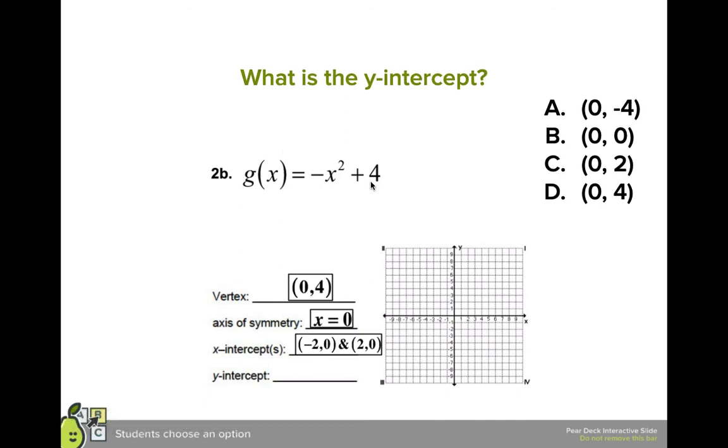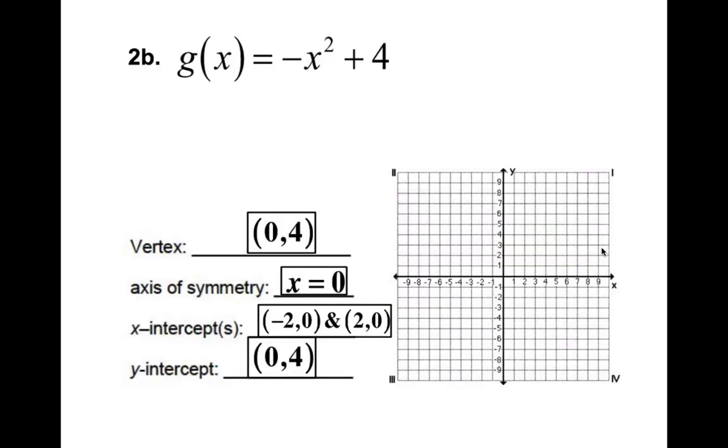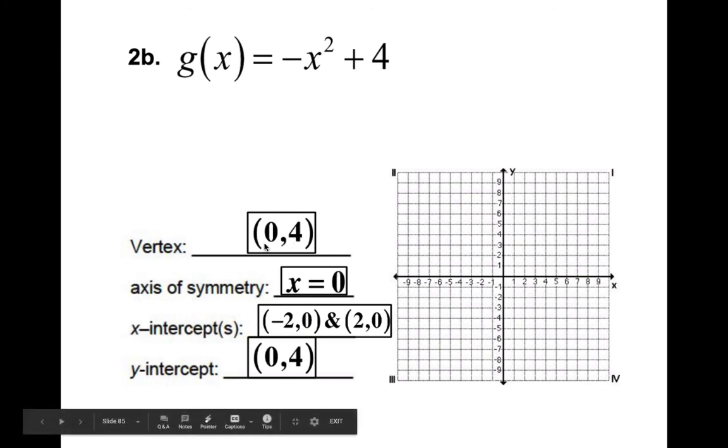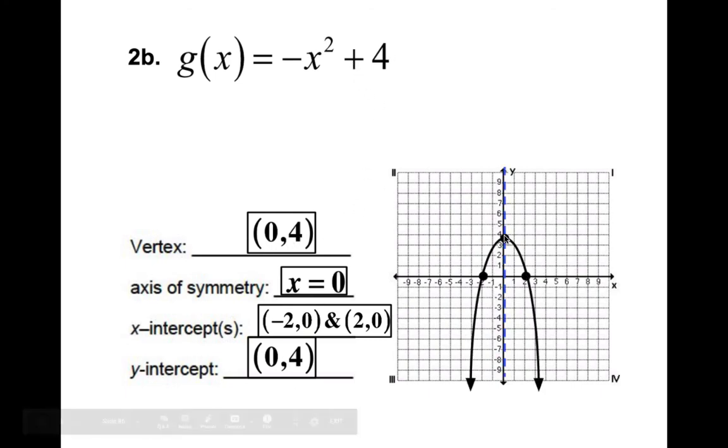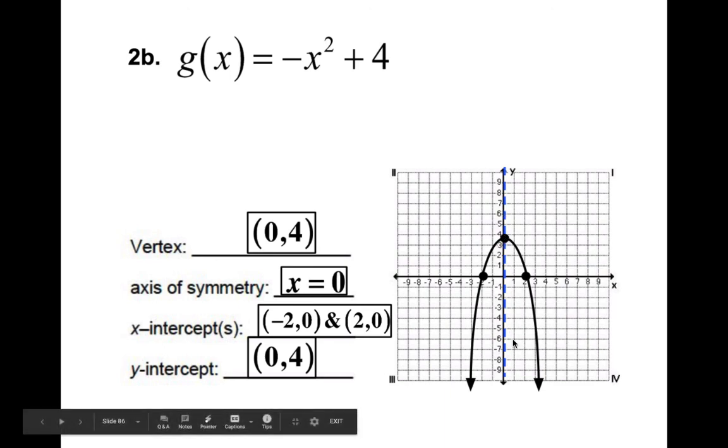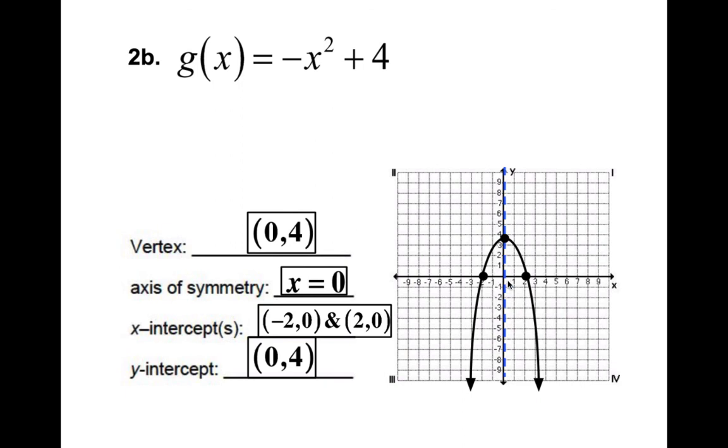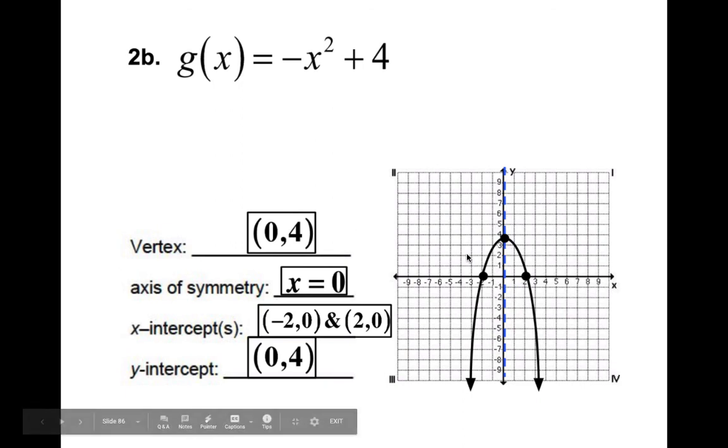And then finally your y-intercept. What is your y-intercept? Okay, you should get (0, 4). Notice that's your c value. So putting this together, you have (0, 4) as your y-intercept, x equals 0 is your axis of symmetry, your x-intercepts are (-2, 0) and (2, 0), and your y-intercept is (0, 4).